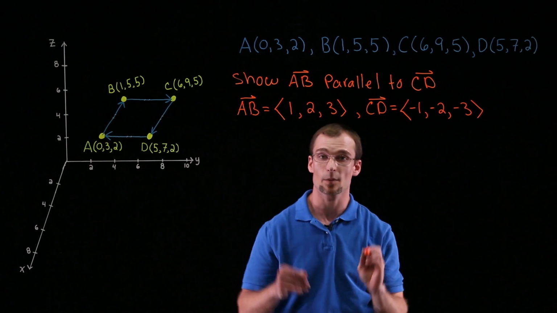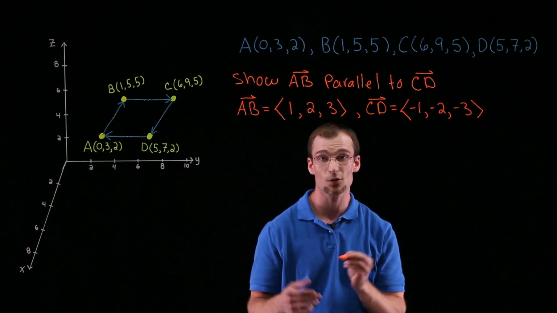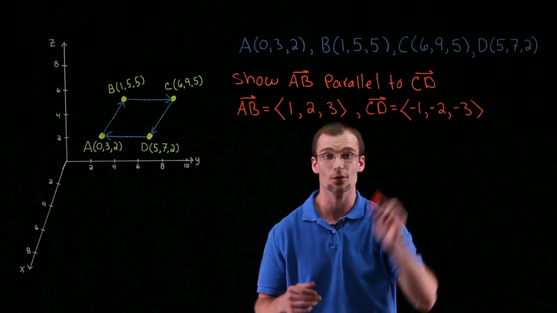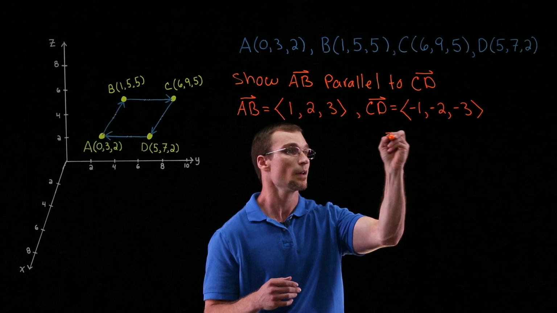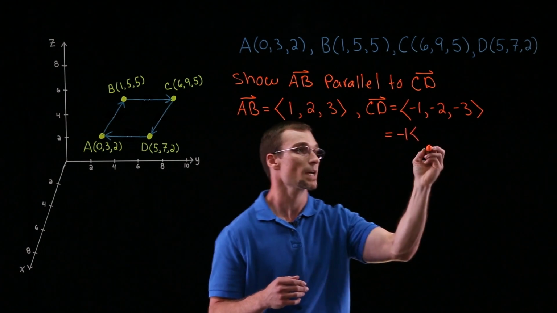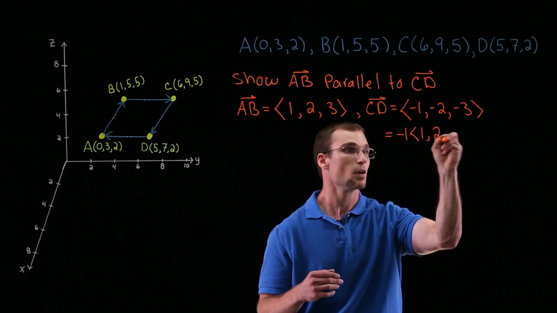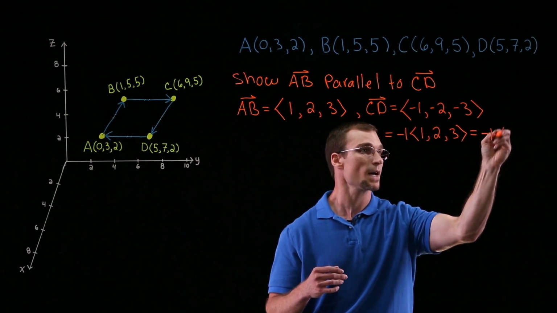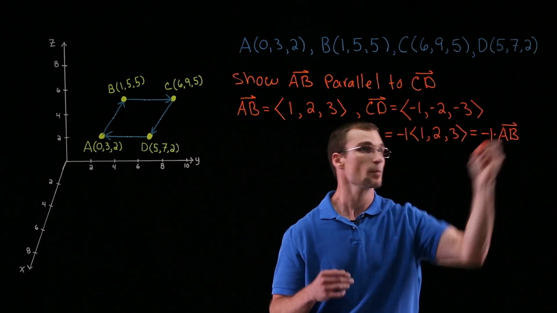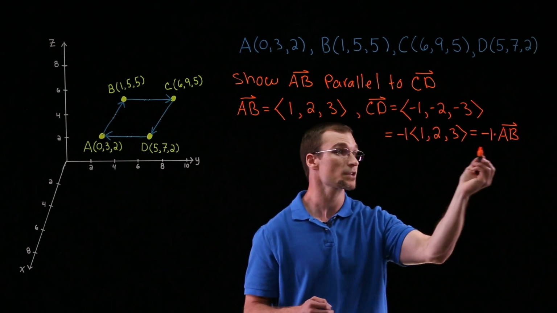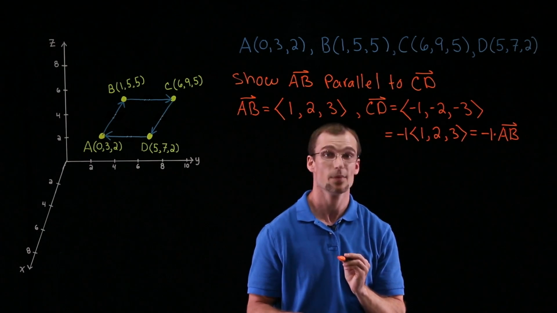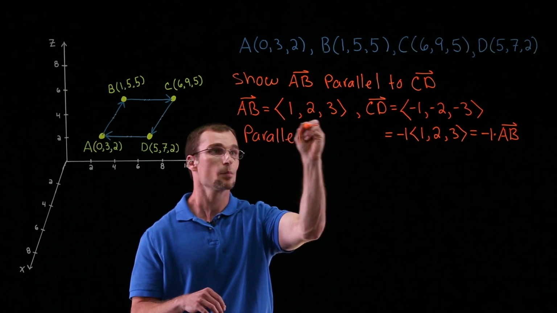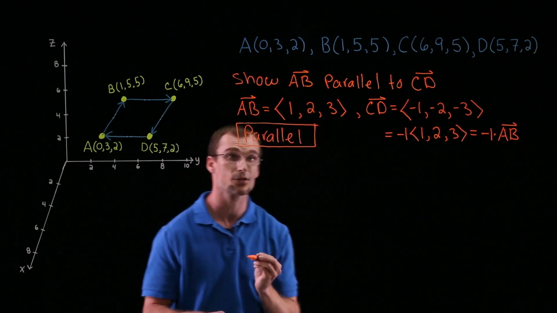So to show these are parallel, remember, two vectors are parallel if they can be written as scalar multiples of each other. So we take a look at CD. Notice we have the components 1, 2, and 3, but they're all negative. So this can be written as negative 1 times the vector 1, 2, 3. Or that's negative 1 times our vector from A to B. So the vector from C to D is a scalar multiple of the vector from A to B. So these two vectors are parallel. So we confirmed at least those two opposite sides are parallel.